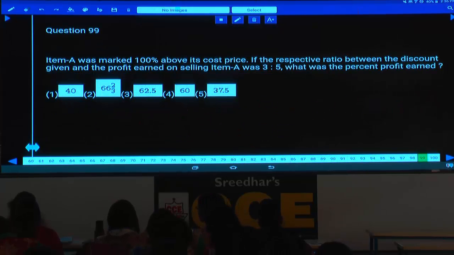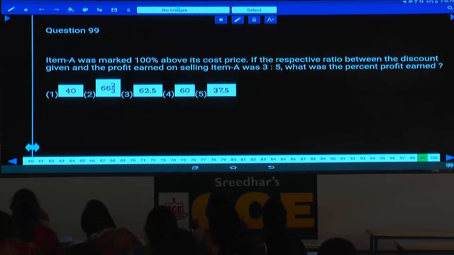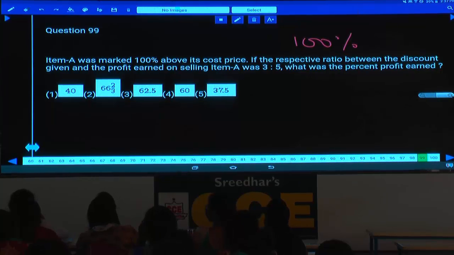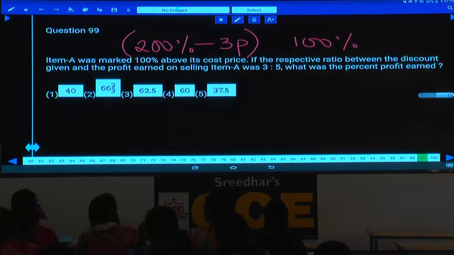Item A was marked 100% above its cost price. If the respective ratio between discount given and profit earned on selling item A was 3:5, what was the percentage of profit? Now, what is discount? 3 parts. And profit? 5 parts. Now, if cost price is 100%, market price is 100% above, that means 200%. And if you are giving a discount of 3 parts, selling price becomes market price minus discount. 200% minus 3 parts is equal to selling price.